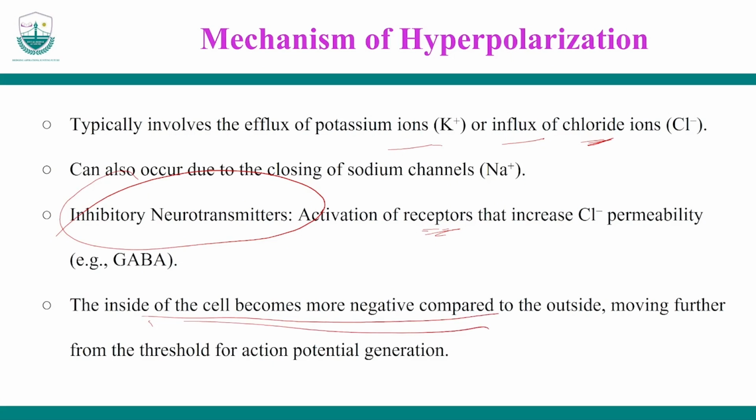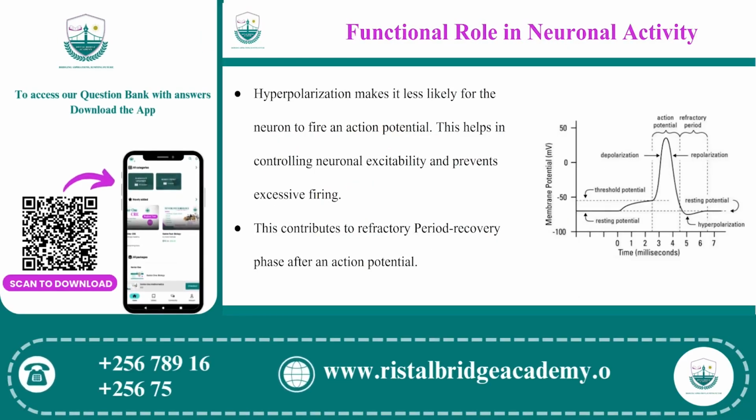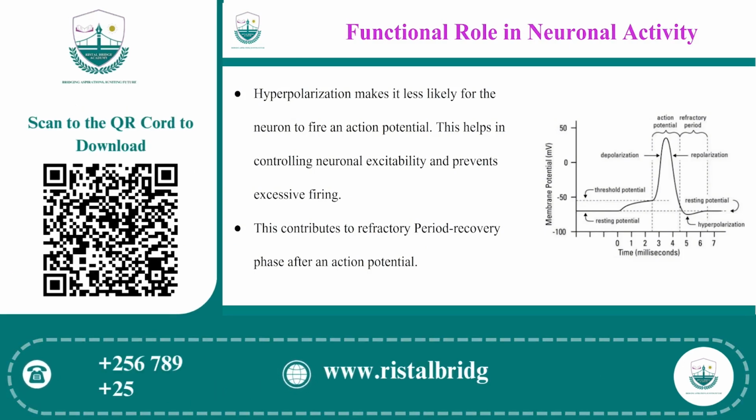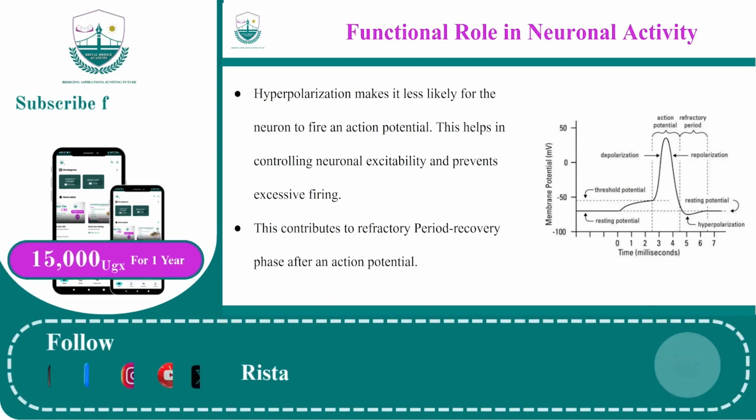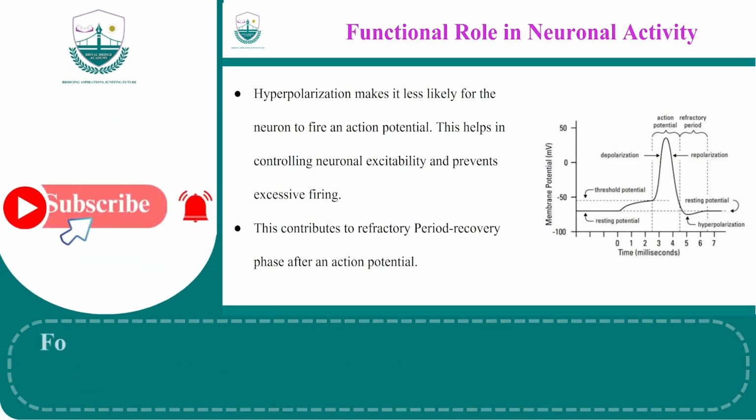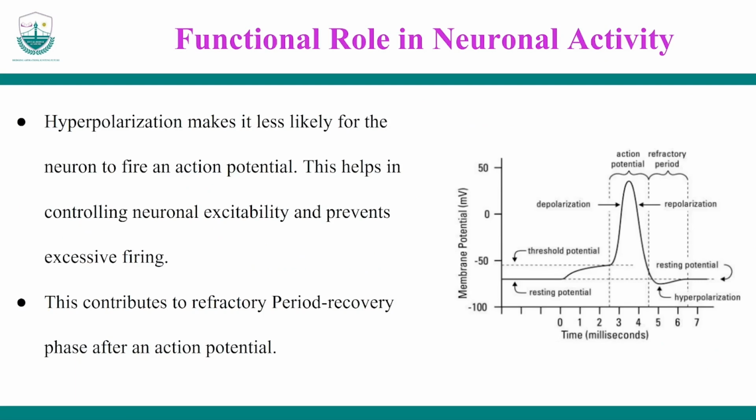If the inside of the neuron becomes more negative, it becomes very difficult to reach the threshold value to cause an action potential, and that's why hyperpolarization inhibits the initiation and the eventual propagation of impulses. It governs the timing and the frequency of impulses that are fired. Hyperpolarization makes it less likely that the neuron will fire an action potential, and this means it controls the extent to which neurons get excited and prevents excessive firing of action potentials.